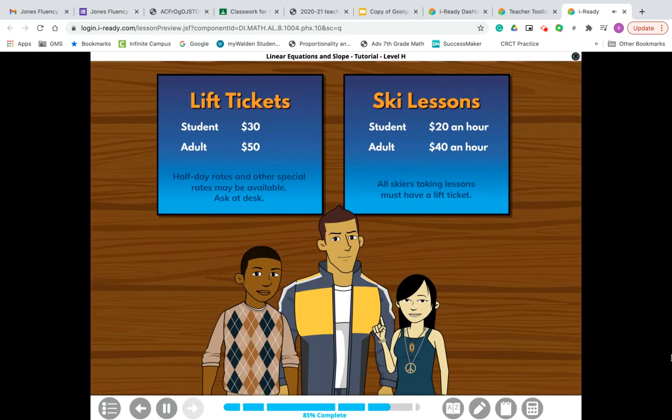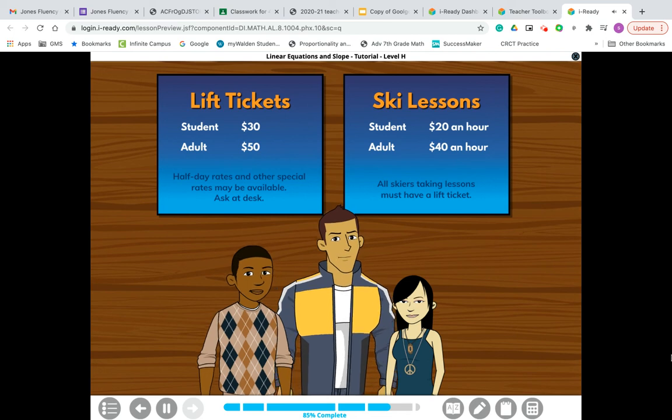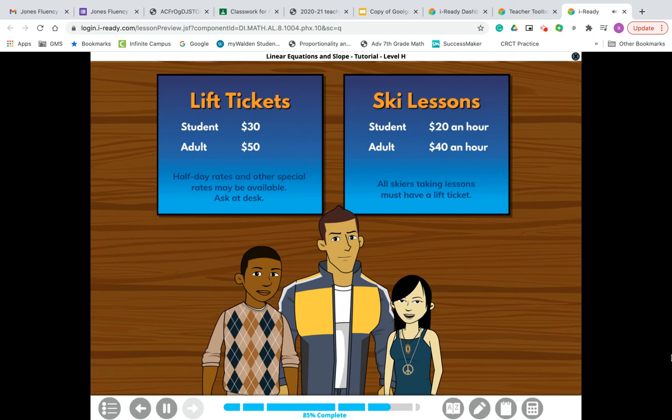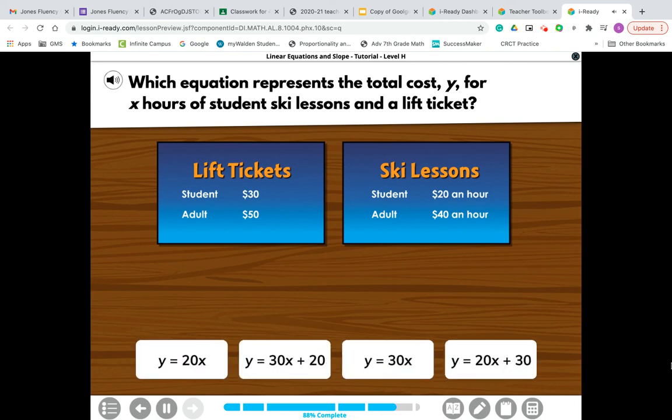Okay, so if I want 3 hours of ski lessons, my total cost for the day will be 20 times 3, or $60. Actually, Olive, you have to buy a lift ticket too. Yep. Think of it as your initial cost. Okay, so let me adjust my equation. Which equation represents the total cost, y, for x hours of student ski lessons and a lift ticket?